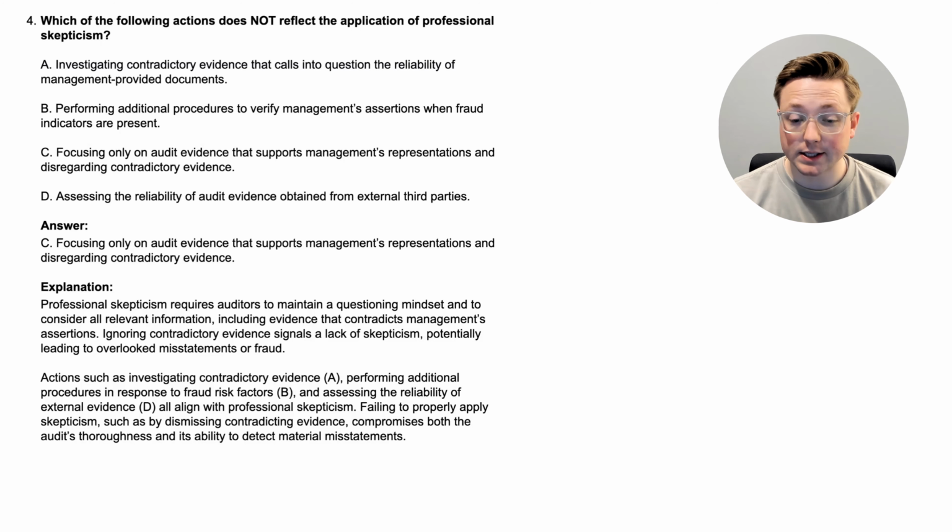Actions such as investigating contradictory evidence, we mentioned that a whole bunch already in option A, performing additional procedures in response to fraud risk factors, that was B, and assessing the reliability of external evidence, that was D, all align with professional skepticism. Failing to properly apply skepticism, such as by dismissing contradicting evidence, compromises both the audit's thoroughness and its ability to detect material misstatements. So again, professional skepticism, a questioning mind. You just want to make sure everything's correct. You're not taking everything at face value, but you're also not totally distrusting everybody. You just have an open mind to things that could be wrong. With all that, let's go to the next question.